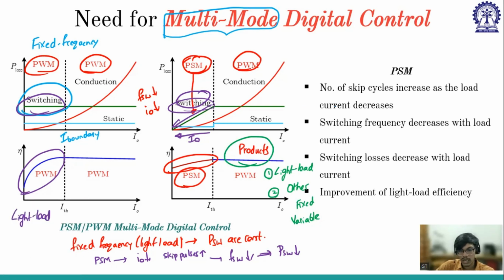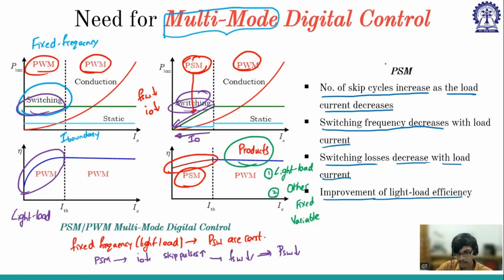Just to summarize, the number of skip cycles increases as the load current decreases, which means the switching frequency decreases. Also, when the switching frequency decreases, switching losses also decrease with the load current, which again improves the light load efficiency. So this is the advantage of operating under PSM at light load condition. And when we move into the high load condition, again it goes into CCM, so there is no point in discussing PSM in the CCM operation.